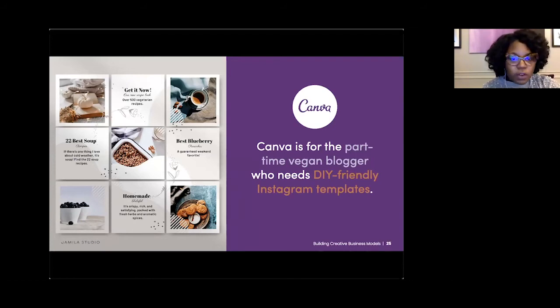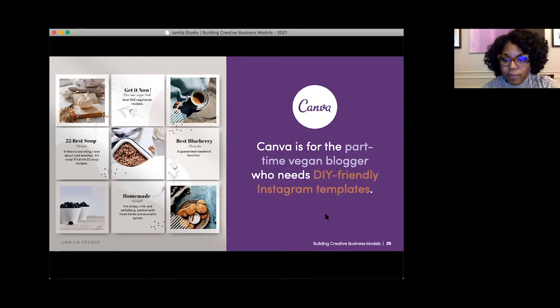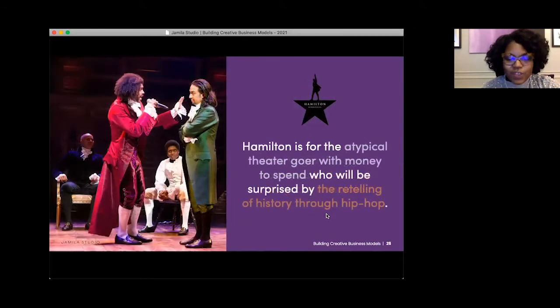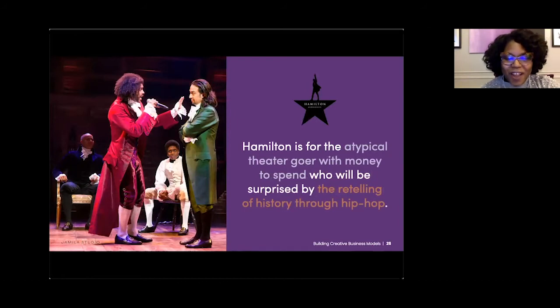So this person may need quick things on the go. They may not need to invest in Adobe or a high-priced software they need to figure out. They need Canva because it's DIY and easy, and they can get their Instagram templates. If you haven't used Canva, it's a really good cheat code. If you need to make graphics on the go, Canva is really, really good for that.